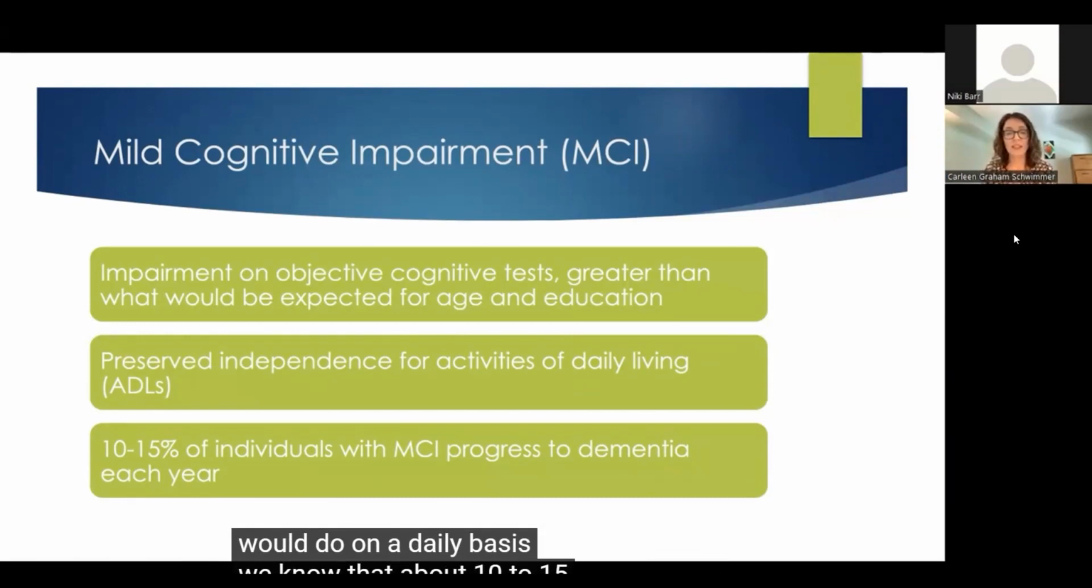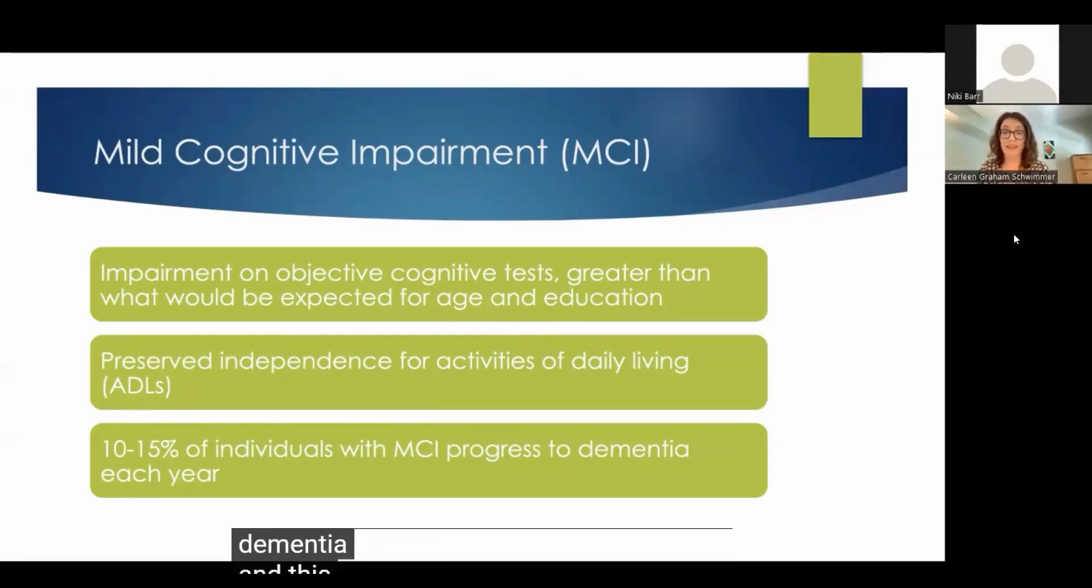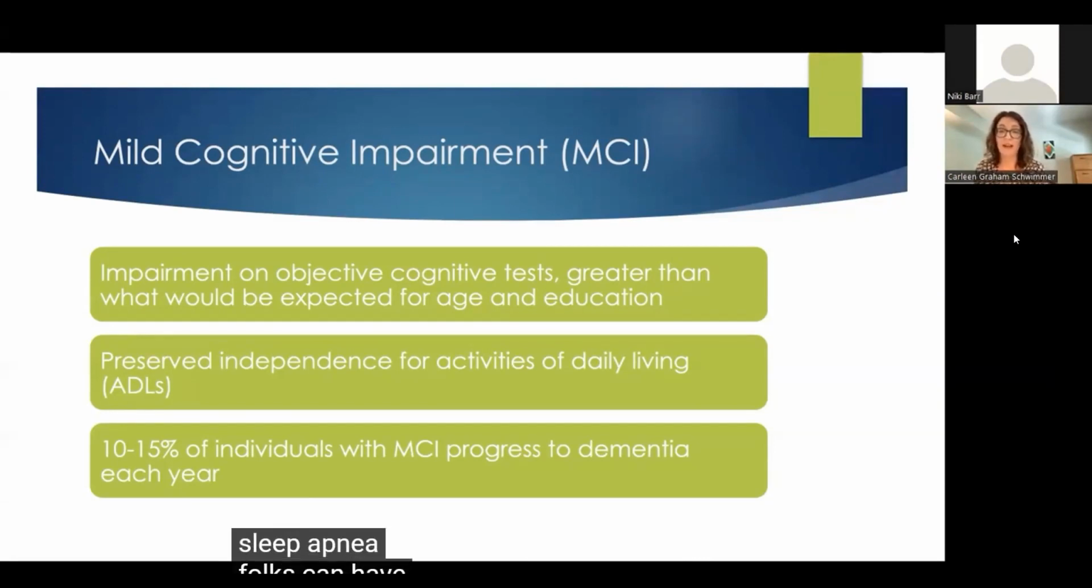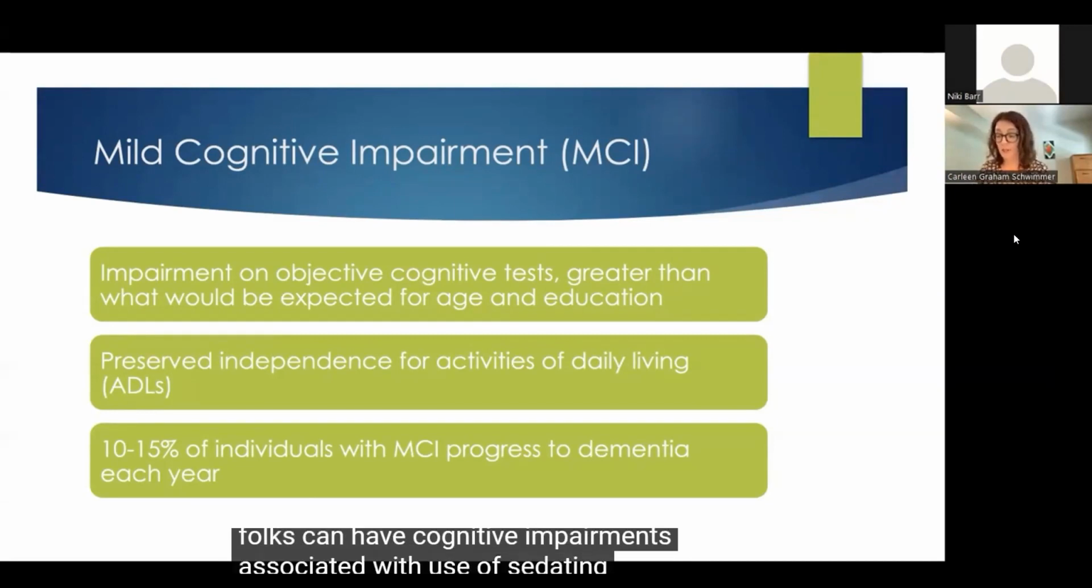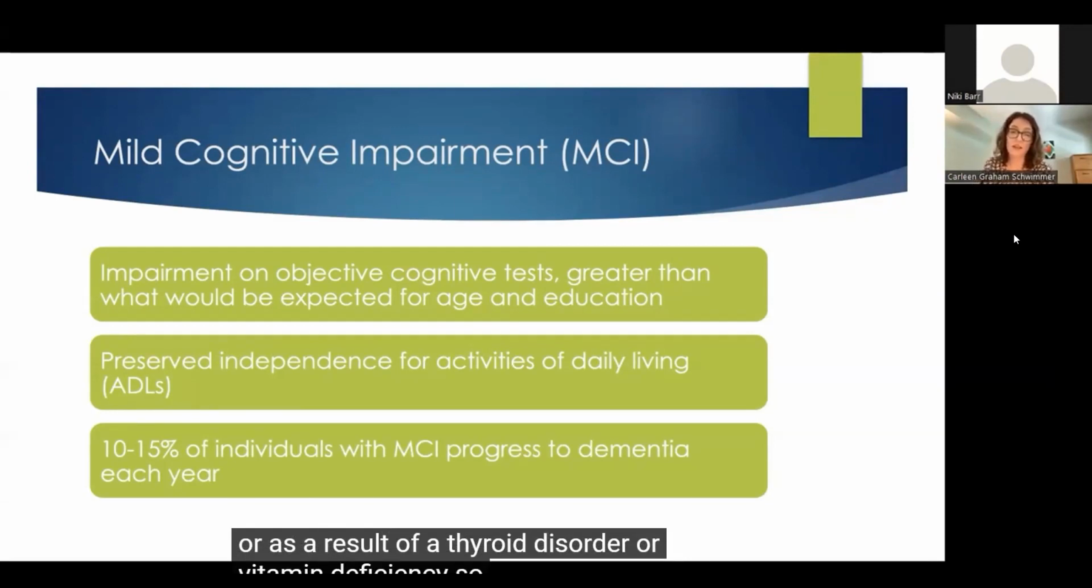We know that about 10 to 15% of individuals who are classified as having mild cognitive impairment will get worse and progress to dementia each year, but not everyone with mild cognitive impairment does get worse or progress to dementia. This is probably because there are causes of cognitive impairment that are reversible or treatable. In that category, we would include things like depression and sleep disorders, particularly untreated sleep apnea. Folks can have cognitive impairments associated with use of sedating medications or as a result of a thyroid disorder or vitamin deficiency. So not everyone with mild cognitive impairment gets worse or progresses to dementia.